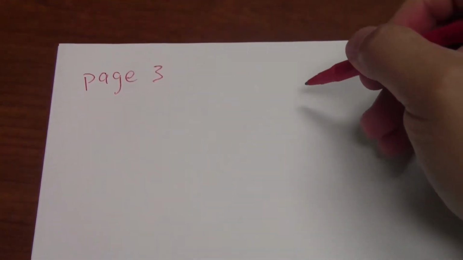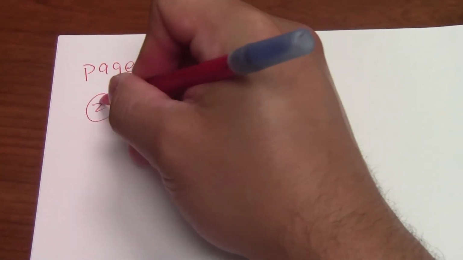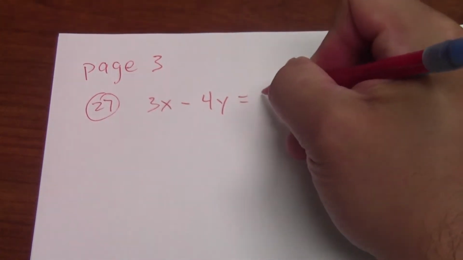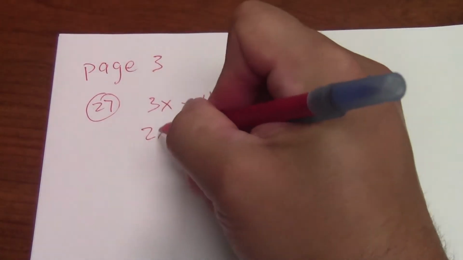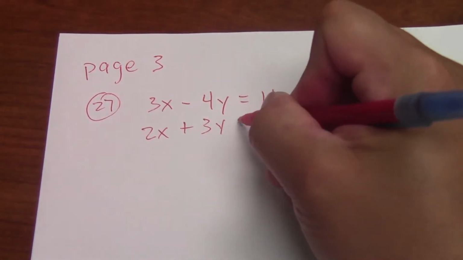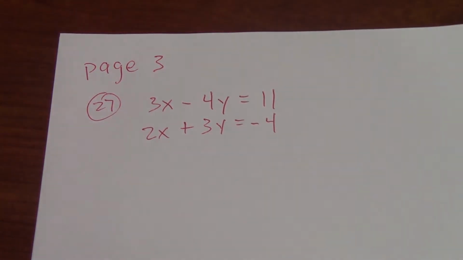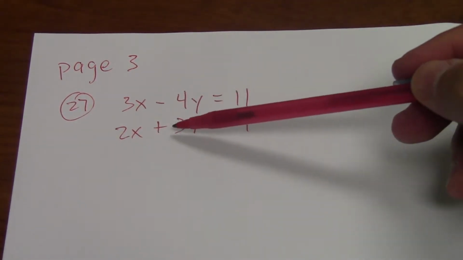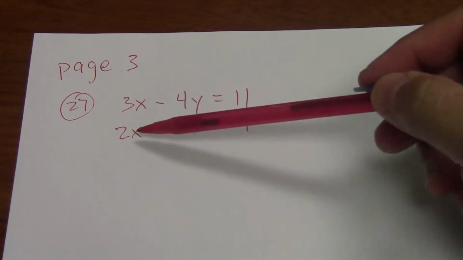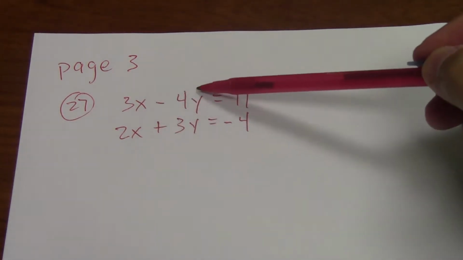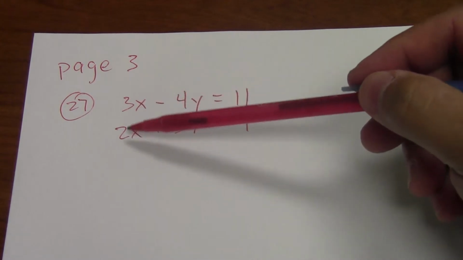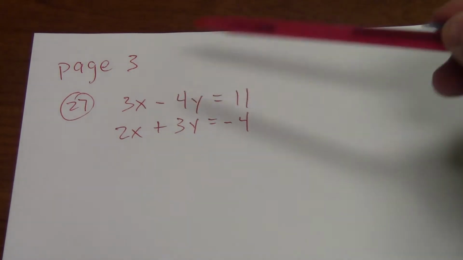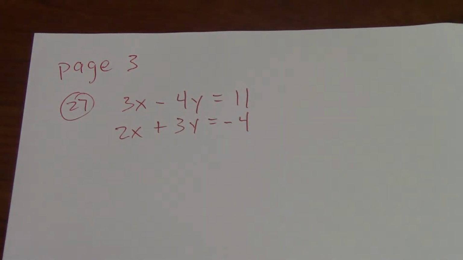Page 3. All right, this is 27. 3x minus 4y equals 11. 2x plus 3y equals minus 4. Okay, so on this one I have 3x and 2x, 4y and 3y. So I can't multiply anything on the bottom to make it equal to the top, and I can't do the same over here. So in this case, I'm going to have to multiply both the top and the bottom equation by some number so I can get them to cancel out, basically.